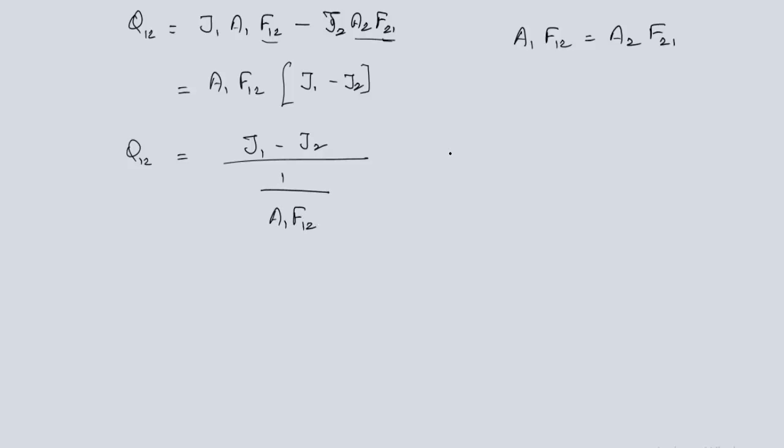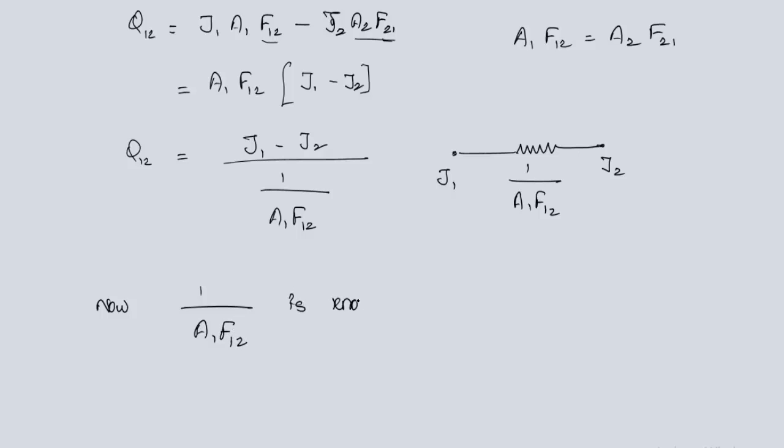Now I can represent this as an electrical circuit like this. This is J1, this is J2, and this is the resistance. So 1 divided by A1 F12 is known as space resistance. Okay, now you know the formulas for space resistance and surface resistance.